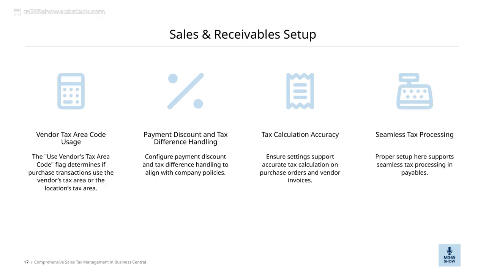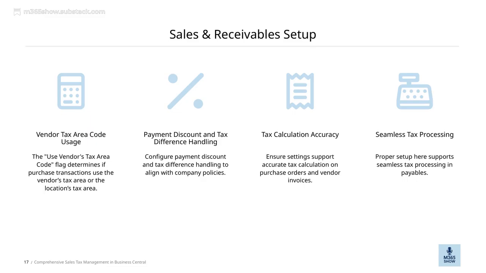Now, let's turn our attention to sales and receivables setup, which is crucial for seamless tax processing. Proper setup here ensures that your tax calculations are smooth and accurate when dealing with payables. It's important to verify that your settings support precise tax calculations on purchase orders and vendor invoices, as these are key touchpoints in your business transactions. Additionally, you'll want to configure how your system handles payment discounts and tax differences, aligning these with your company's policies to avoid surprises and ensure compliance.